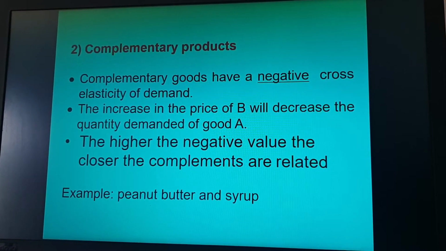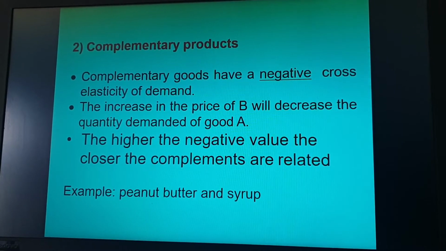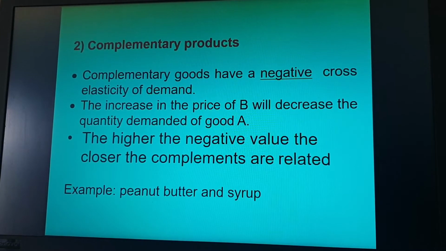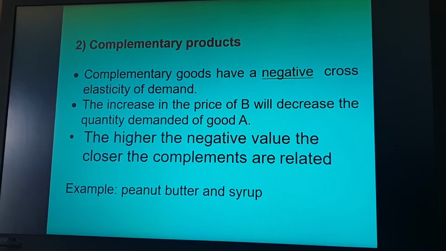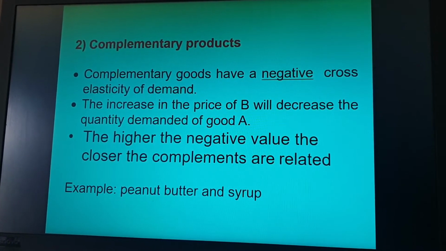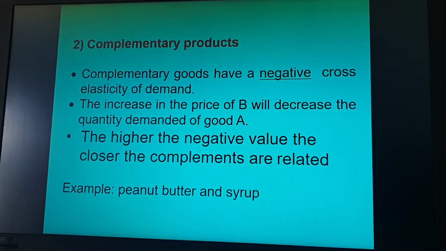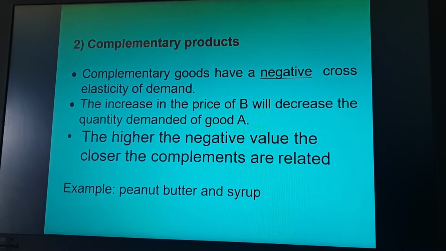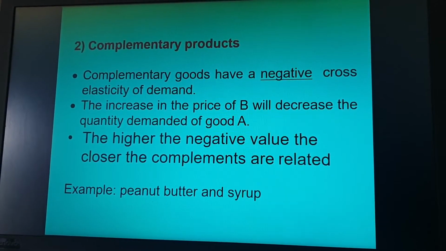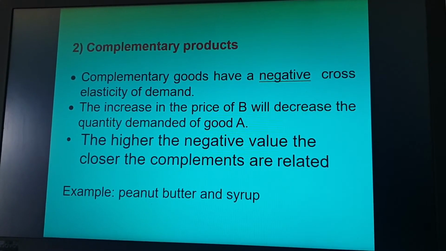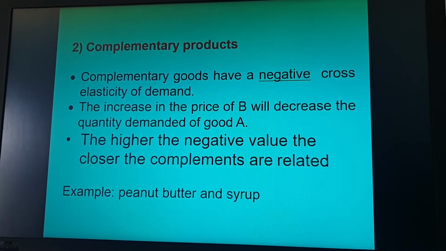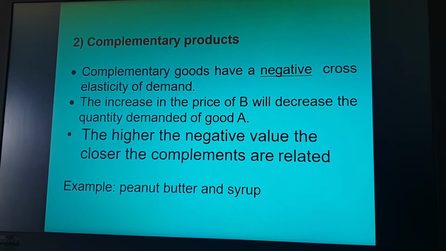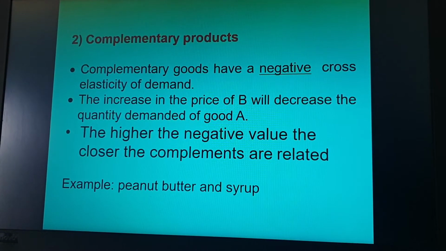Complementary products have a negative cross elasticity, so make sure you know it has a negative cross elasticity. The increase in the price of B will decrease the quantity demanded of good A. The higher the negative value, the closer the complements are related. For example, when we buy peanut butter, we buy syrup with it because we eat a peanut butter and syrup sandwich. Right, so those are examples of closely complementary goods.